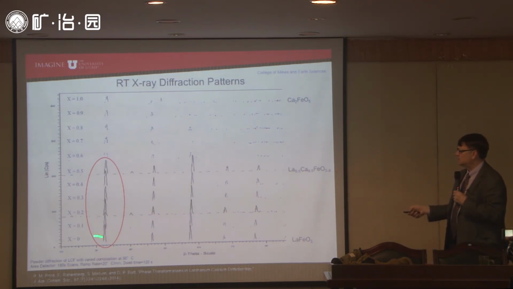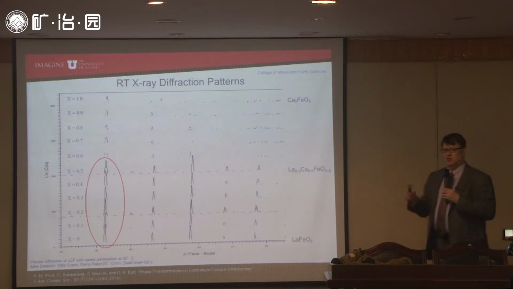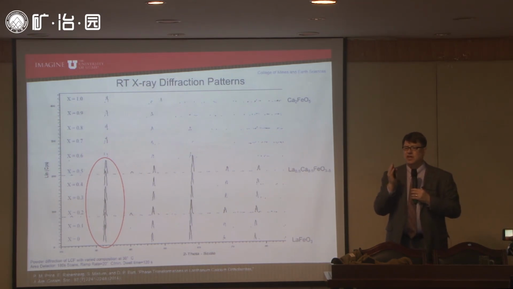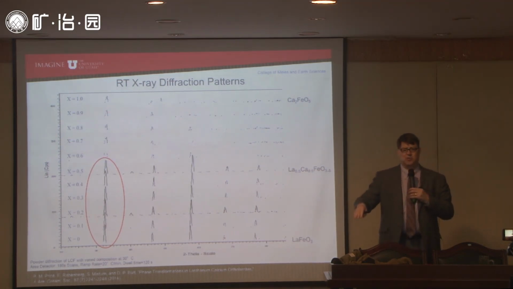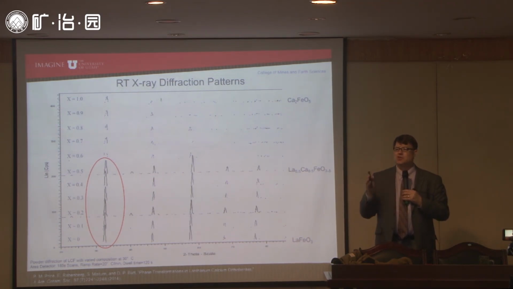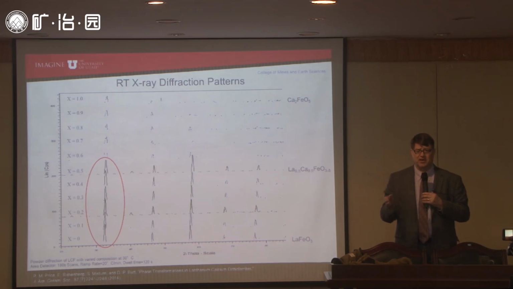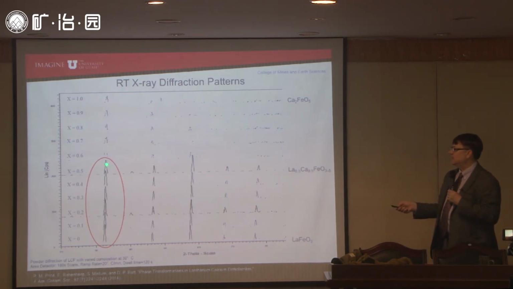And what you see in this data is that somewhere between 50 and 60%, you can see an obvious change in the peak intensity. In fact, you've got this fairly intense sharp peak that then converts into two small peaks. So you might assume, and this is what was assumed in the literature for many years, that the solubility limit of calcium in lanthanum ferrite is 50%.